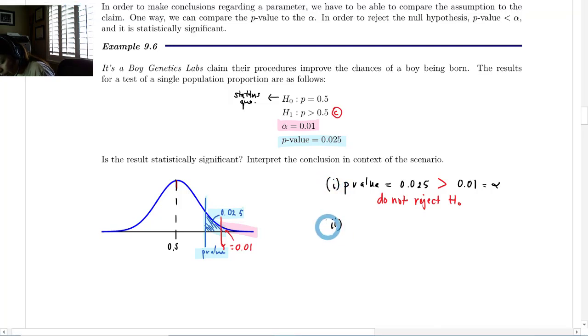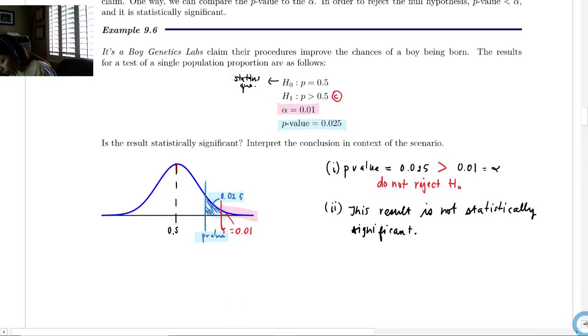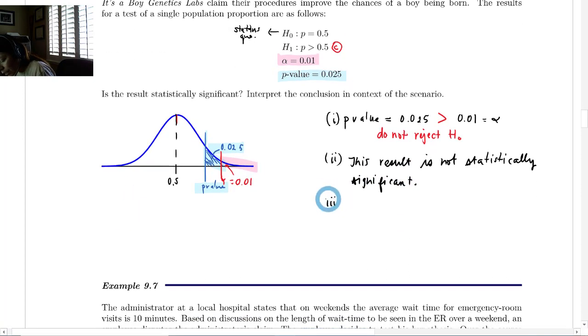The second part, we would answer this question. Now that we see that the probability for the p-value is larger than the alpha and we do not reject the null, we could say that this result is not statistically significant. And so now what we can do is interpret and see what this means.